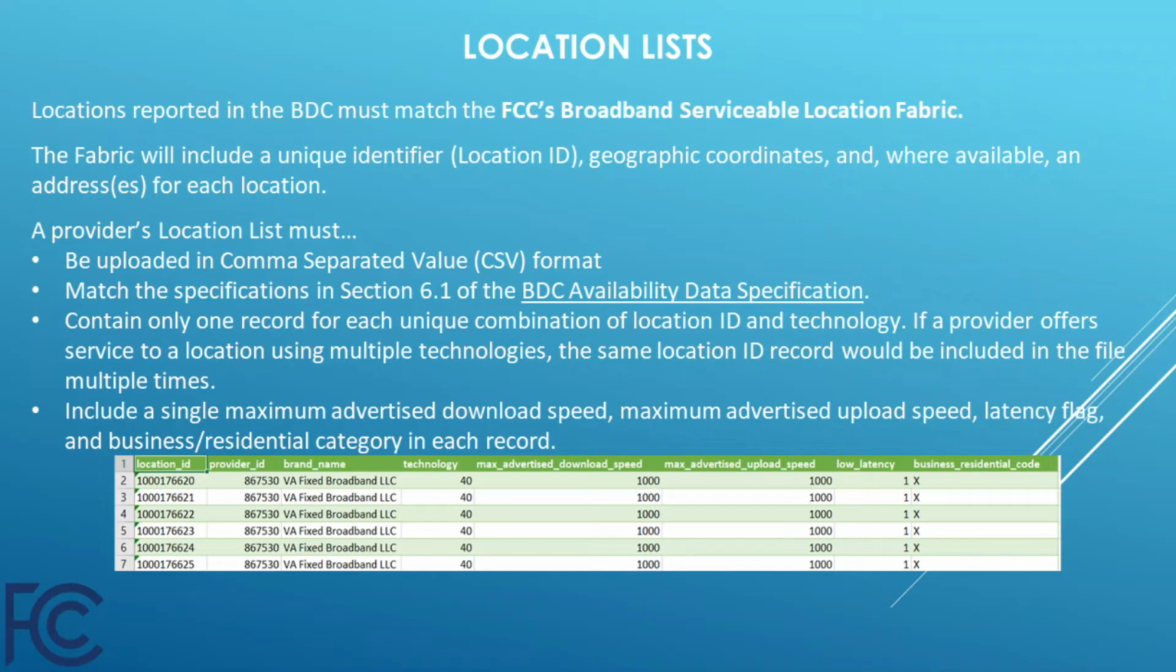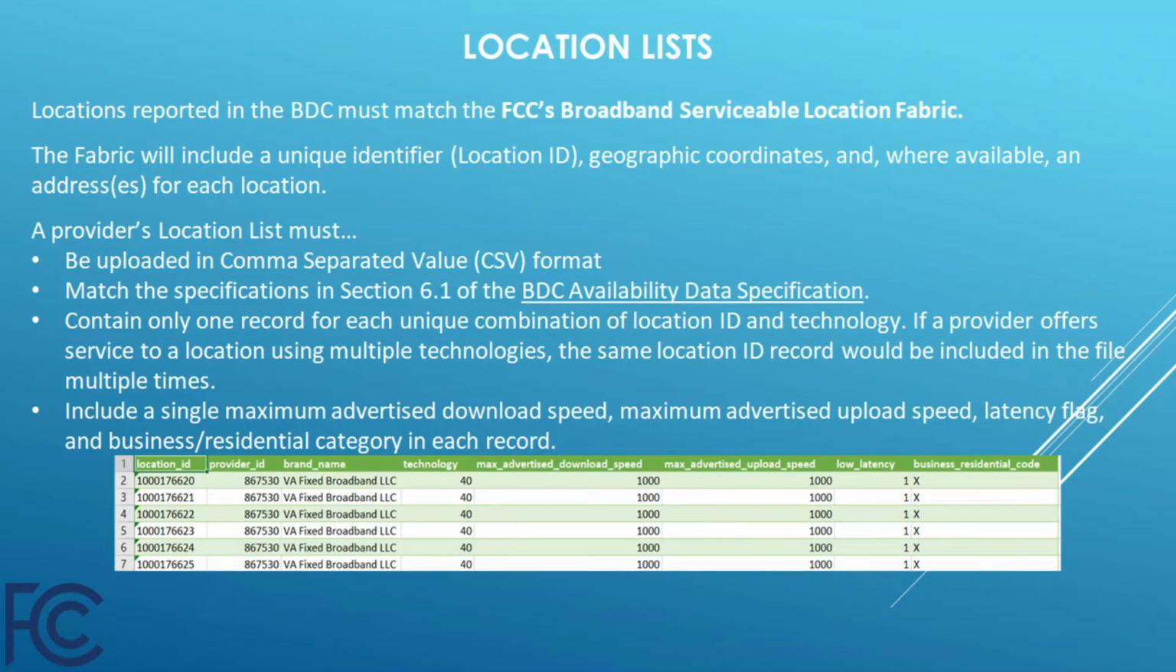When filers submit data as a list of locations, they must include the location ID for each location, as well as information about the service offered at that location. Filers should not include in the data they upload information about the geographic coordinates or addresses of the location. The file with a list of locations must be uploaded in comma-separated value or CSV format and match the specifications in Section 6.1 of the Broadband Data Collection Data Specifications for Biannual Submission of Subscriptions, Availability, and Supporting Data, also referred to as the Data Specifications.